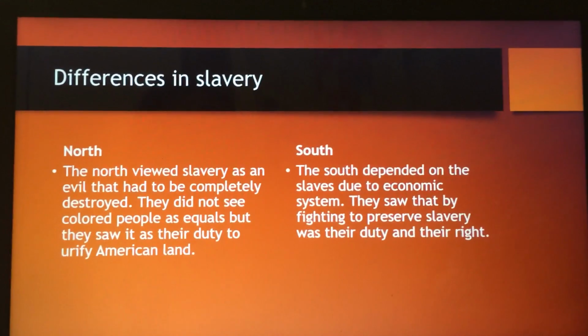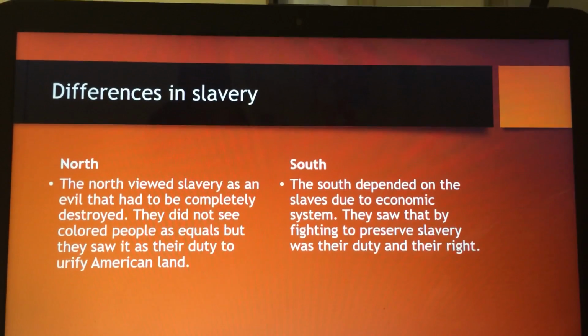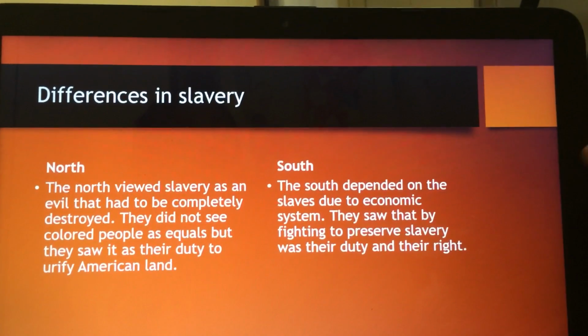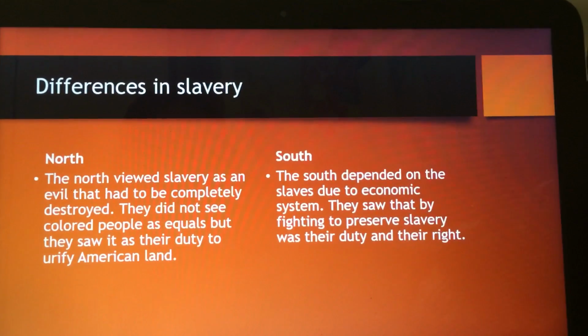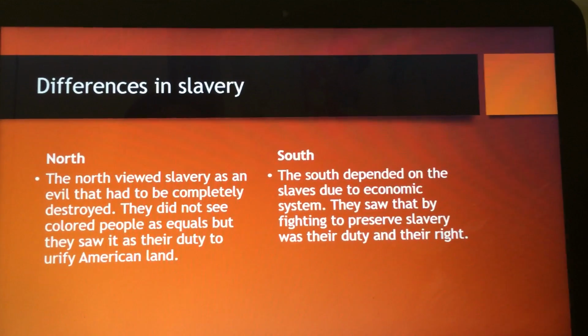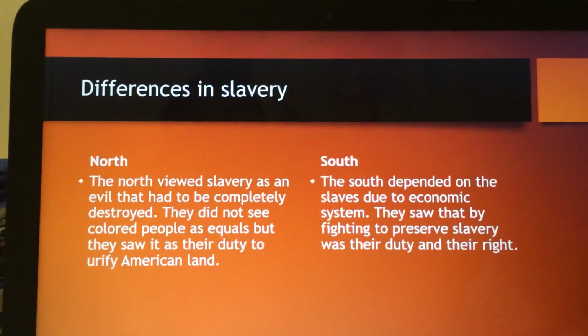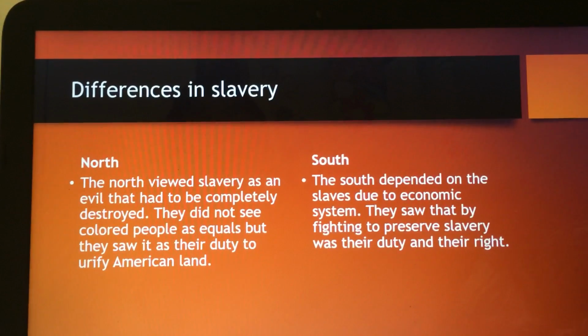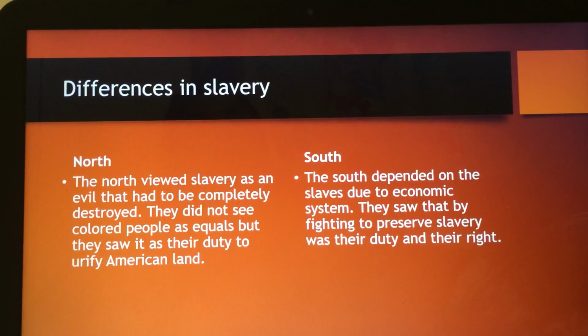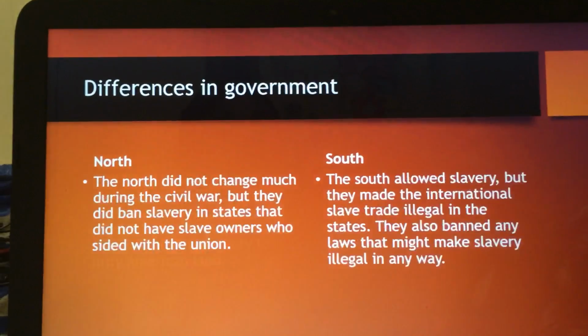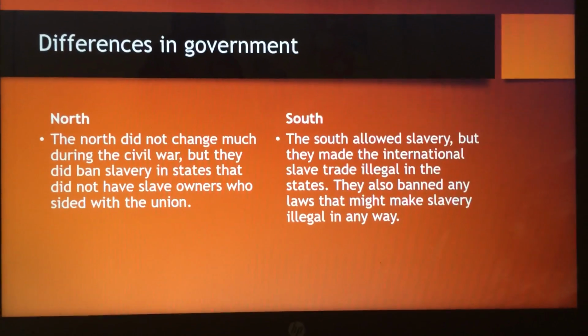Okay, so the difference in slavery. As you can see, the South depended on the slaves due to the economic system. They saw that fighting and preserving slavery was their duty and their right. The North viewed slavery as an evil that had to be completely destroyed. They did not see colored people as equals, but they saw it as their duty to unify American land and make slavery banned.